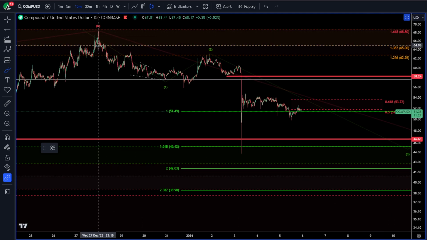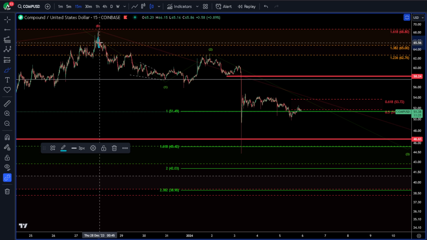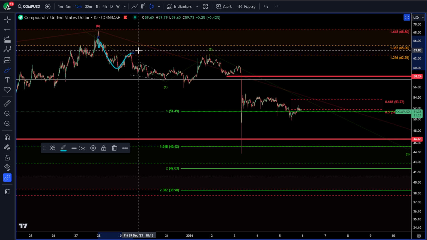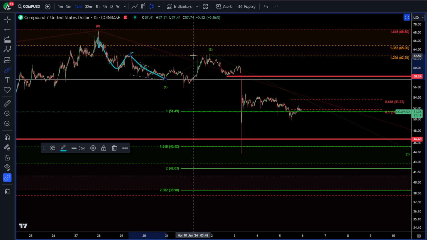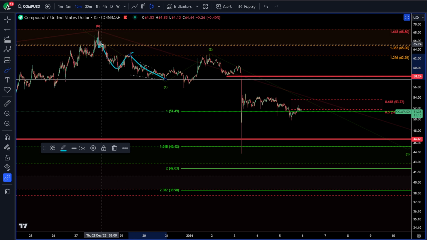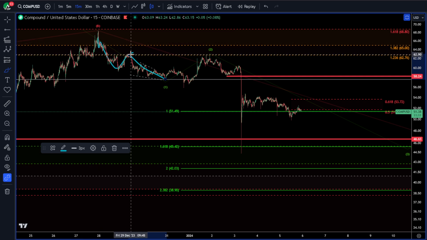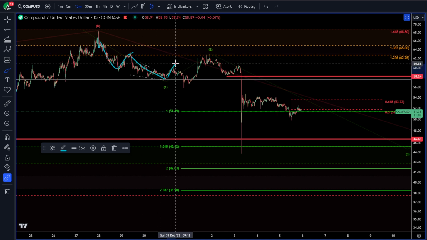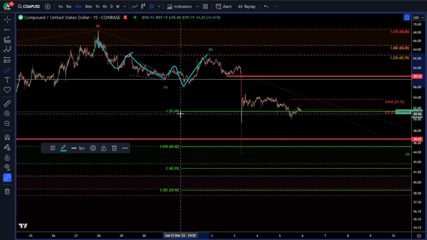we have a micro 1, 2, you can see here. 1, 2, 3, 4. I checked, there's no overlap. 4, and then an ending diagonal. There is the rule of alternation there where we had a short wave 2 and a more deep wave 4, and our ending diagonal looks good. And then this is an A, B, C as a flat.